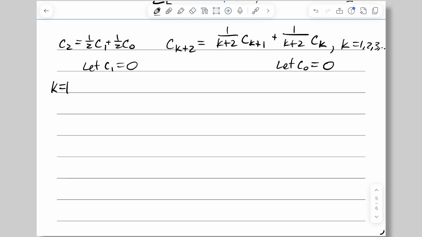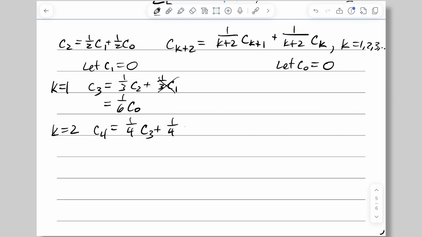Let's go with k equals 1. Then we have c sub 3 is equal to 1/3 c sub 2 plus 1/3 c sub 1. But we've decided that c1 is going to be 0. So c3 is simply 1/3 c2. c2 is in terms of c1 and c0, but again, c1 is 0. And so we have that c3 is equal to 1/6 times c sub 0. I know, we're going to keep going though. k equals 2. We get c sub 4 is equal to 1/4 c sub 3 plus 1/4 c sub 2.